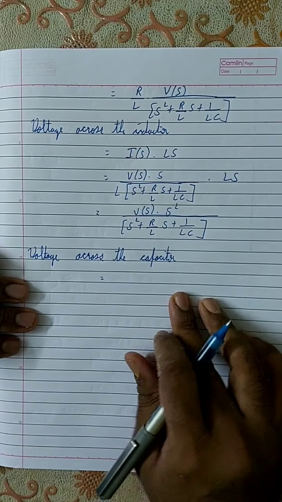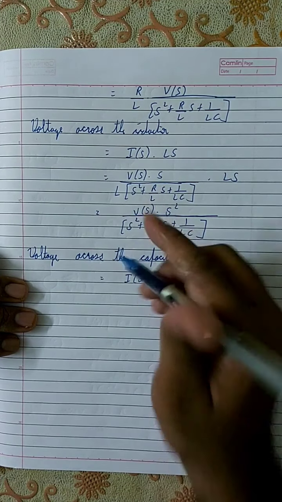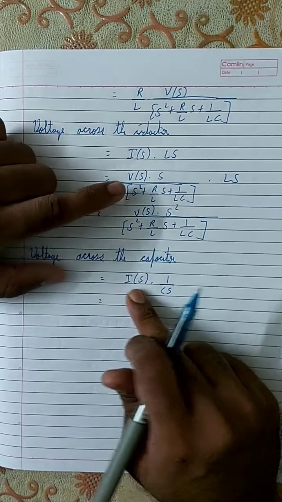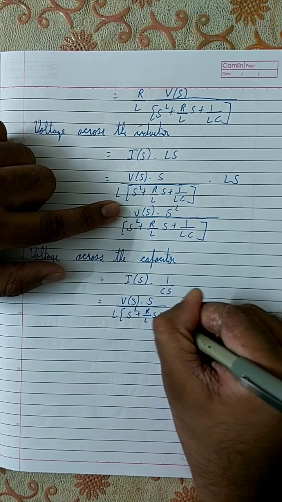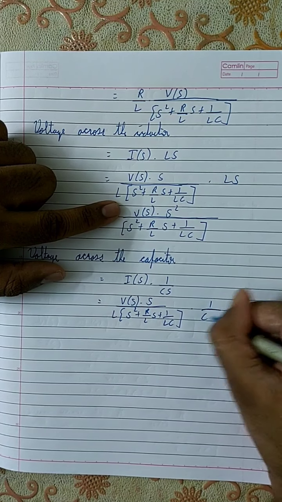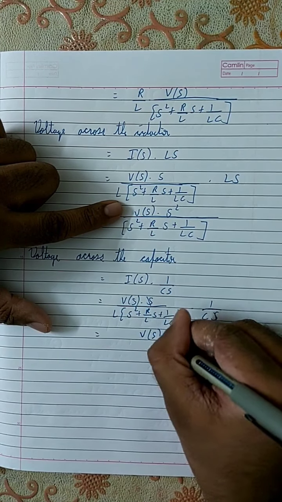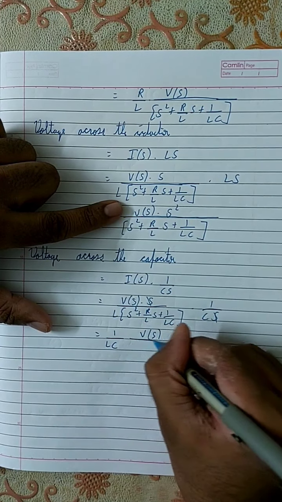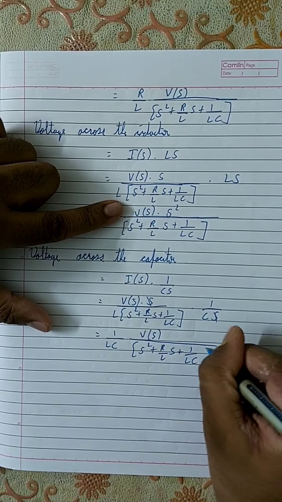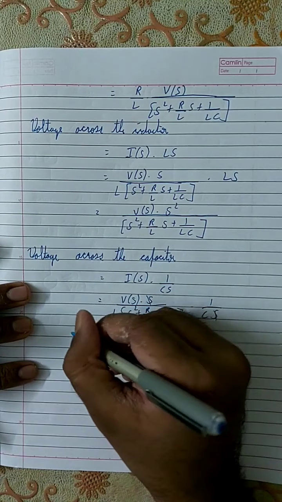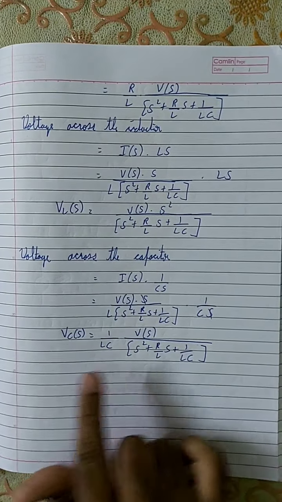Okay, and here the voltage across the capacitor is the current across the capacitor into the impedance of the capacitor, which is 1 by Cs. The current through the capacitor is V of S into S by L into S square plus R by L S plus 1 by LC, into 1 by Cs. Okay, and S and S will cancel each other, and you will be left with 1 by LC into V of S over S square plus R by LS plus 1 by LC. Okay, I hope it's correct. And from here we find the voltage across the capacitor.